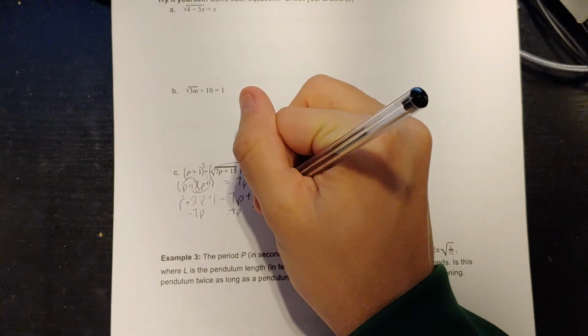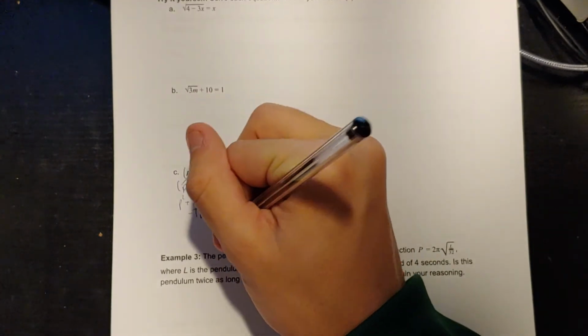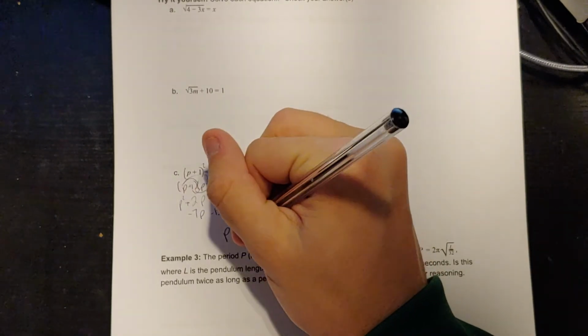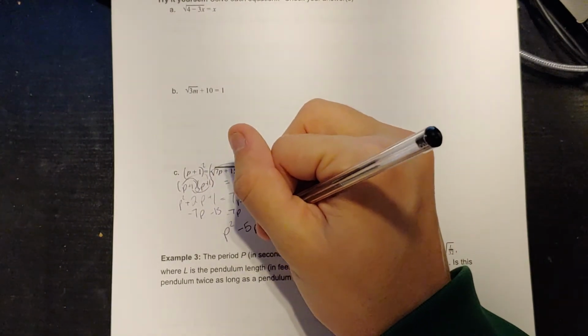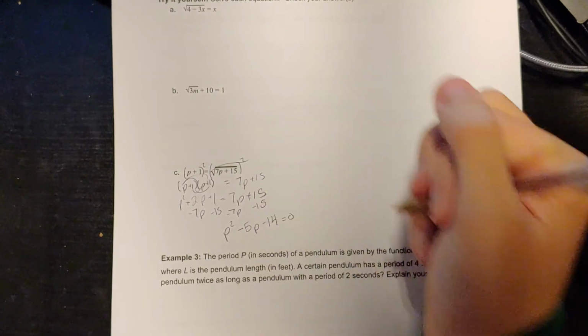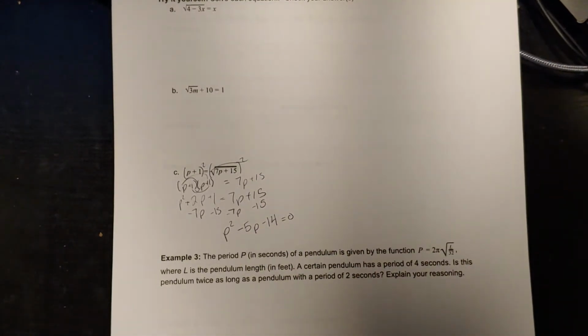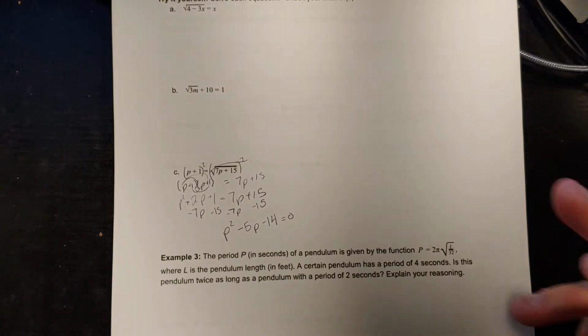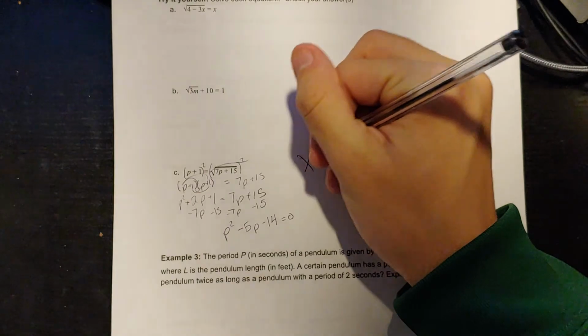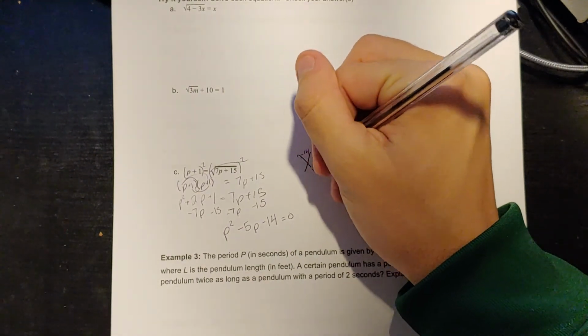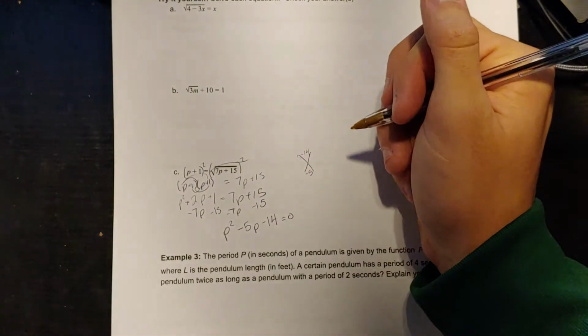And I'm going to subtract 15. So I have p squared minus 5p minus 14 equals 0. So I have a nice trinomial, which is factorable, and I'm going to use the x method. So two numbers that multiply to negative 14 and add to negative 5.